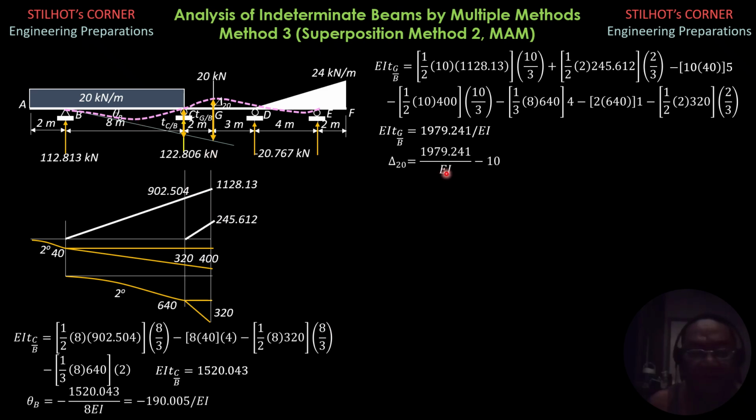So 1979.241 over EI minus 10 times absolute value of theta B. So delta 20 can now be computed, and it is 79.191 over EI. So that's it for this very lengthy video.